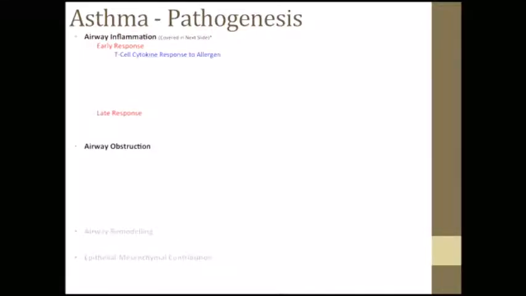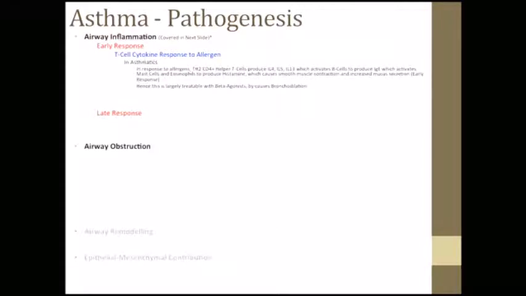Early response-wise, you have a T-cell cytokine response to allergens. This is when your Th2 CD4 helper T cells produce IL-4, 5, 13. You don't need to actually know these numbers. Basically, these cytokines activate B cells to produce IgE. IgE you do need to know. IgE is the allergen or helminthic, so that's worms, immunoglobulin. This activates mast cells and eosinophils to produce histamines, among other cytokines. What histamine does is cause smooth muscle contraction and increased mucus secretion.